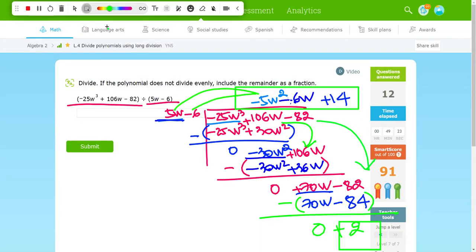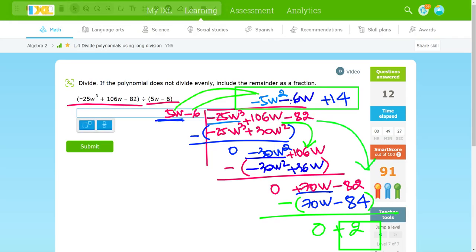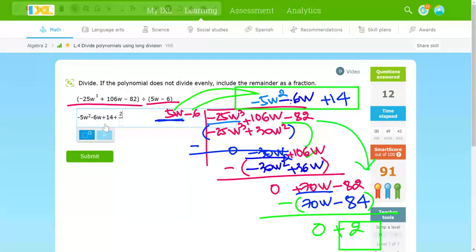Okay. So I put the answers in. All right. Subtract 5w squared. Move the cursor down, subtract 6w, and then plus 14, and then plus 2 over 5w subtract 6. Okay? Submit.